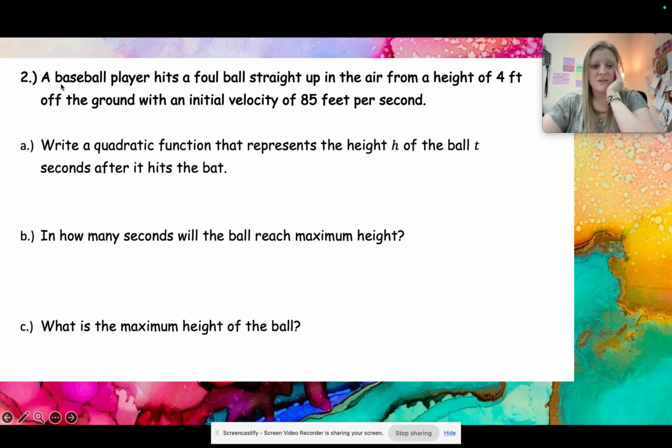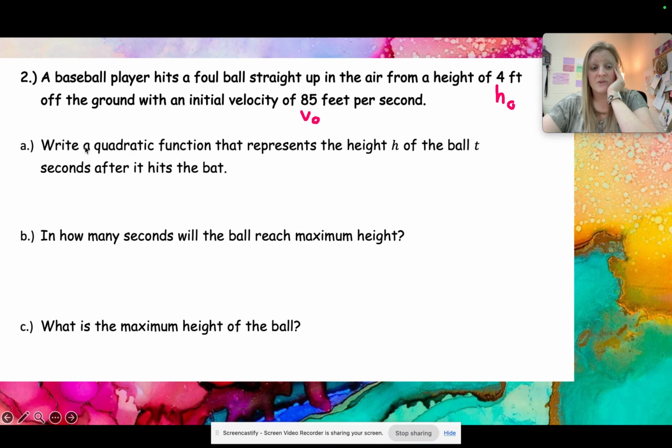All right, so our first scenario is that we have a baseball player. He hits a foul ball straight up in the air from a height of 4 feet with an initial velocity of 85 feet per second. So if I was you, I would label my 4 feet H sub 0 because that's the starting height of the ball. Right, from the point at which he made contact, that's how high it was. So that's the beginning height. And then the initial velocity, you want to label as V sub 0.